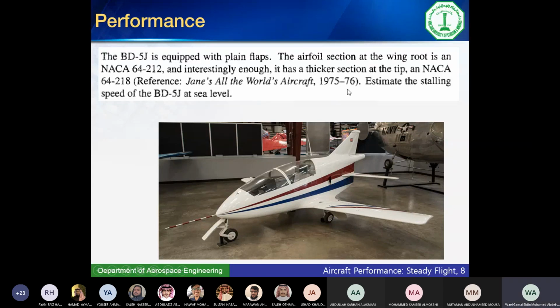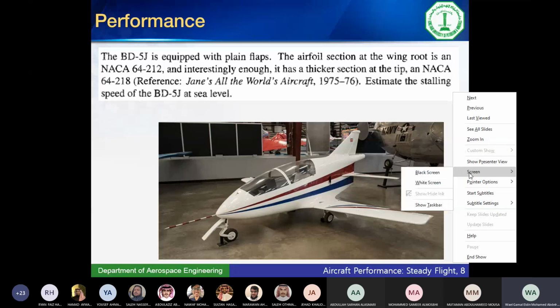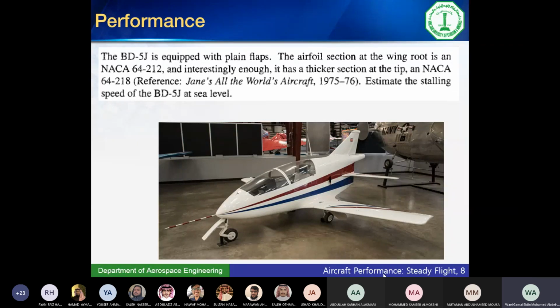The question is, estimate the stalling speeds of this aircraft at sea level. Calculate V stall. What is the slowest speed this aircraft can fly at sea level? And that's stall speed. Now, last time we talked about the maximum speeds as well as the minimum speed. When we talked about maximum speed, where did we get it from? When I say the maximum, where did we get it from?